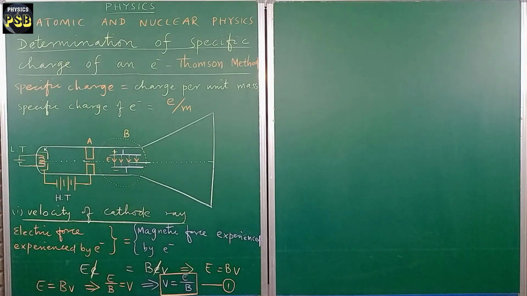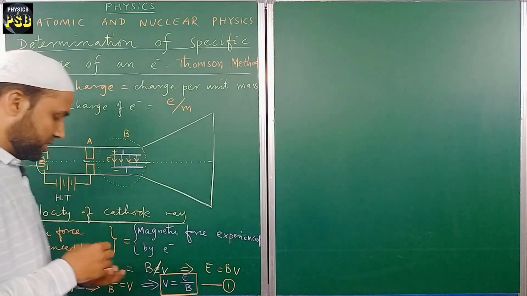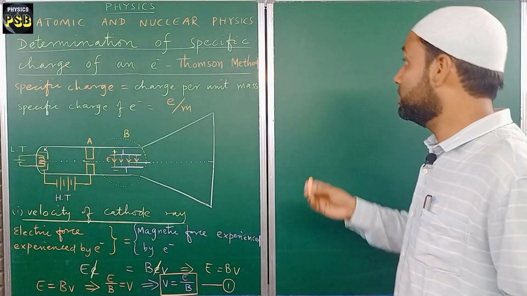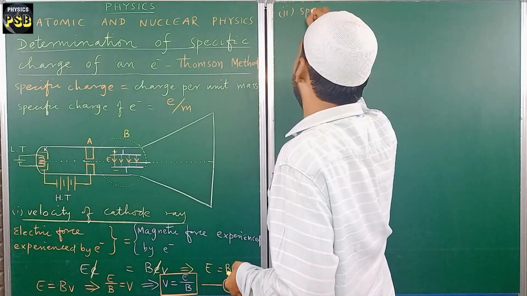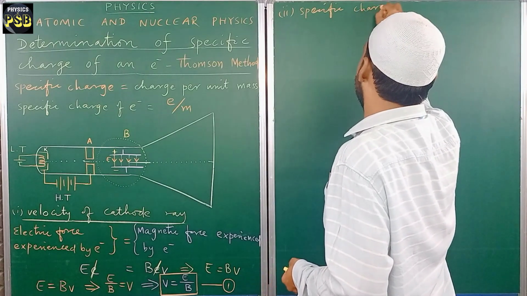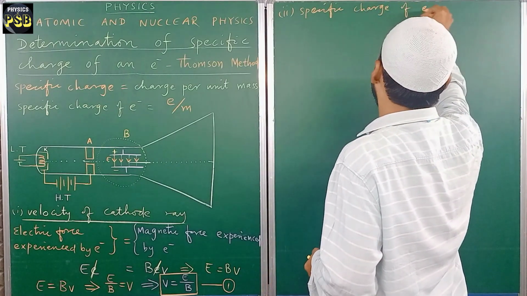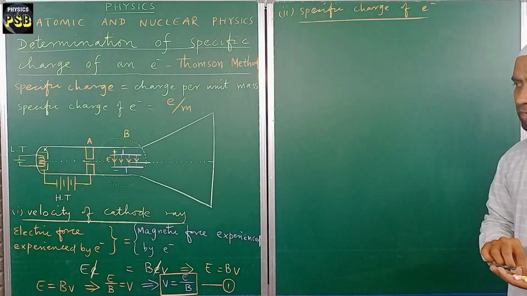Okay, now we determined the velocity of cathode ray. Now I am going to get the expression for a specific charge. Second, determination of specific charge of electron. Okay, see how I do it.